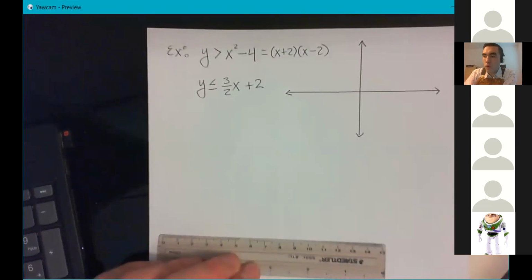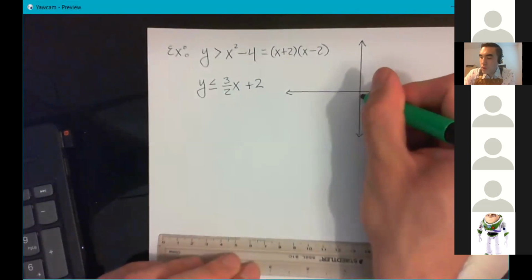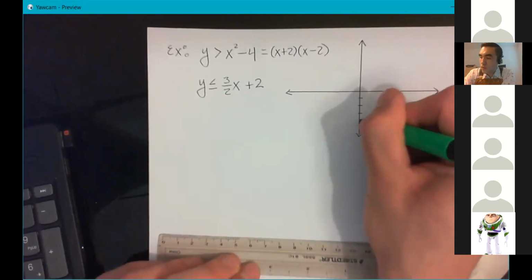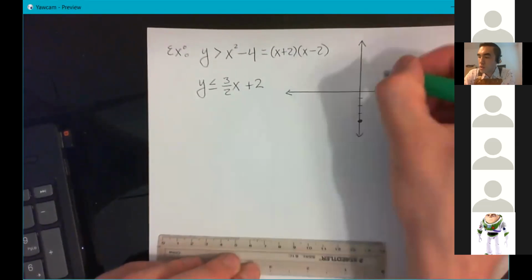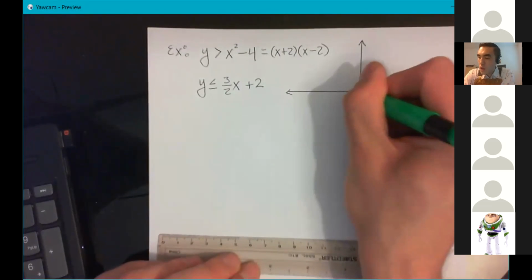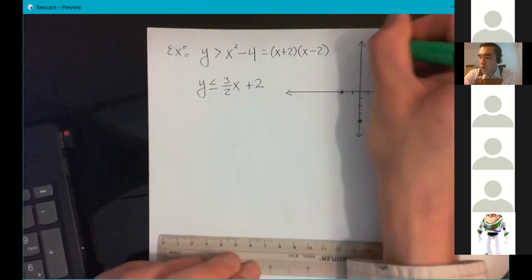-4. So here is this parabola. It has the point 0, -4, so -1, -2, -3, -4. That is one of its points. And I know that its roots are plus and minus 2 because it factors in this way. Plus 1, plus 2, right there. Minus 1, minus 2, right there. And this is x, this is y, of course.